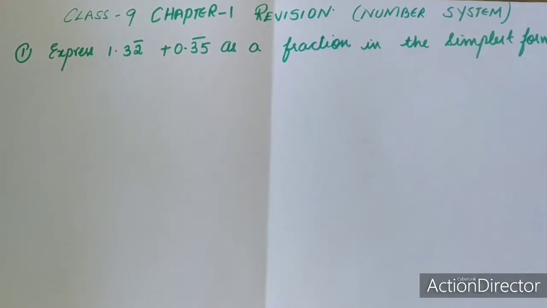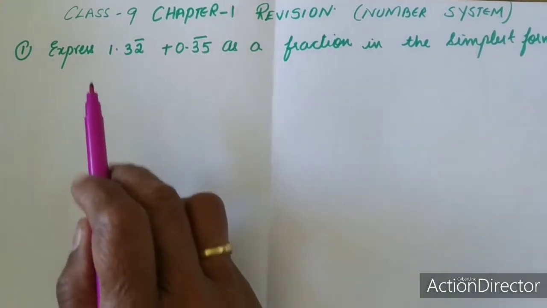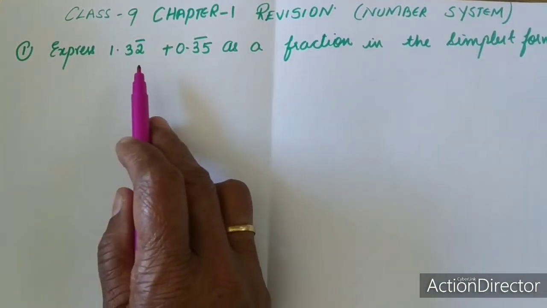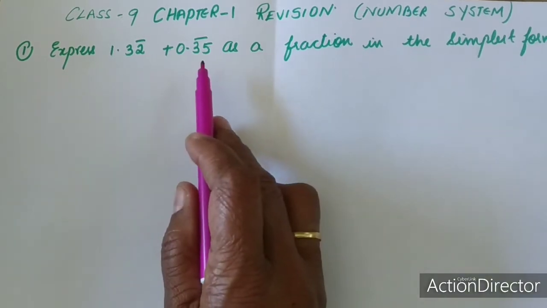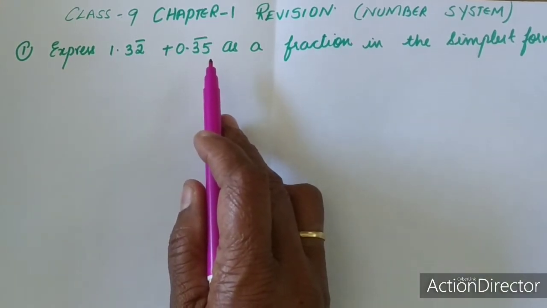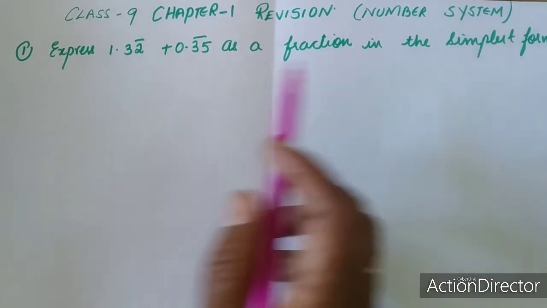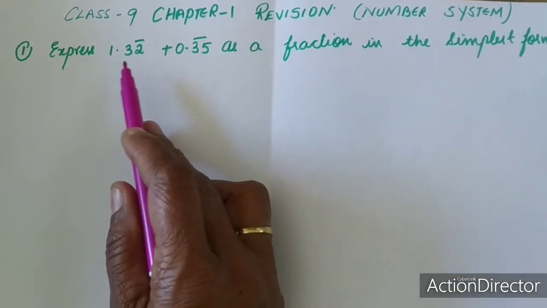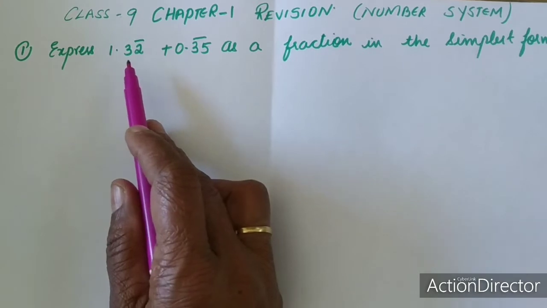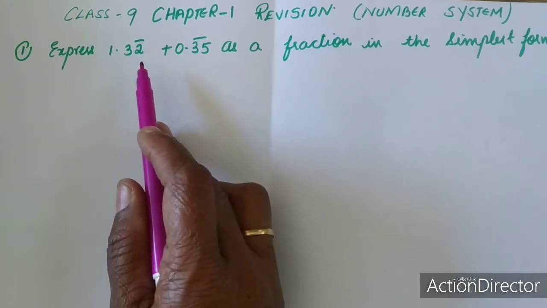Today let us revise for our final exam. So let us start with our first chapter, that is number system. So first question is express 1.32 bar plus 0.3 bar 35 bar as a fraction in the simplest form. So first let us find the p by q form of 1.32 bar.